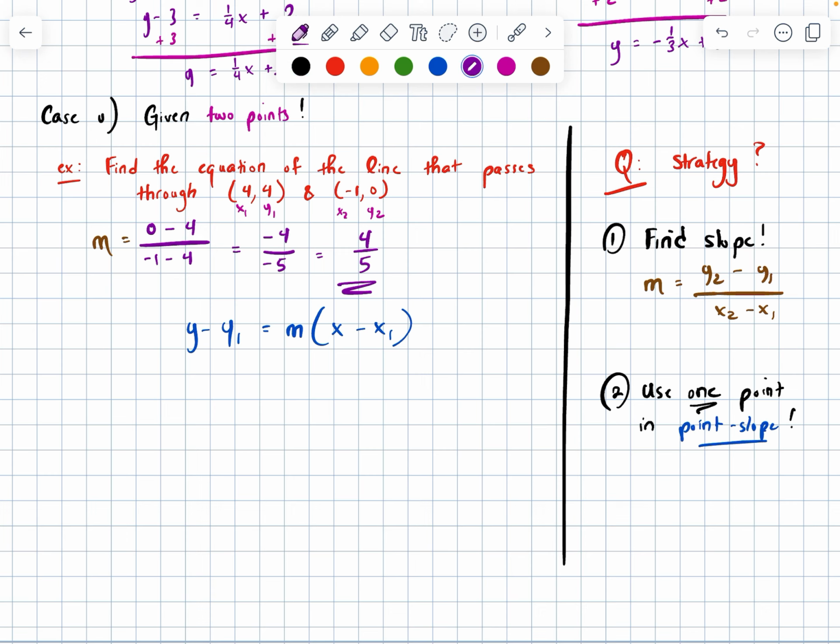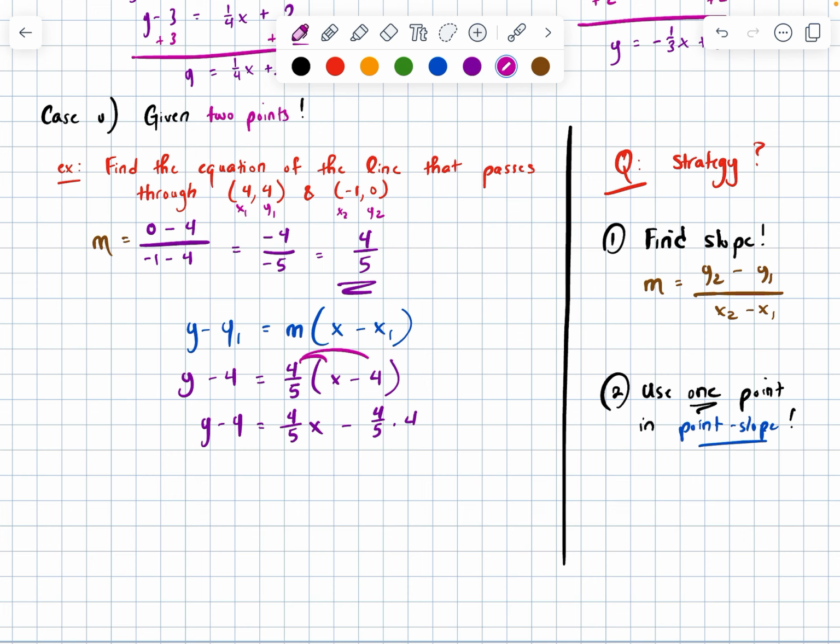So y minus y1. Notice here I've already identified a y1 up above of 4 equals m, which we've found is 4/5 times x minus our x1 of 4. All I need to do now is get y by itself. So let's simplify before we solve. I'm going to need to start by getting rid of these parentheses. So y minus 4 is equal to 4/5 x minus, I have 4/5 times 4.